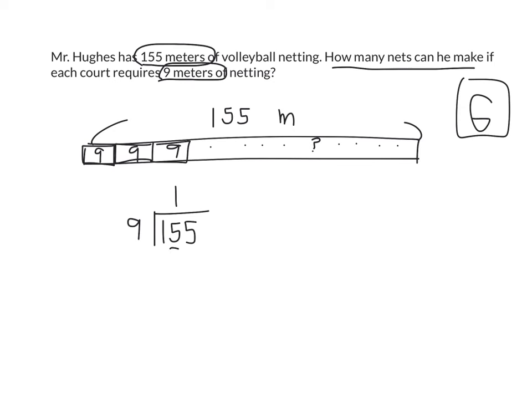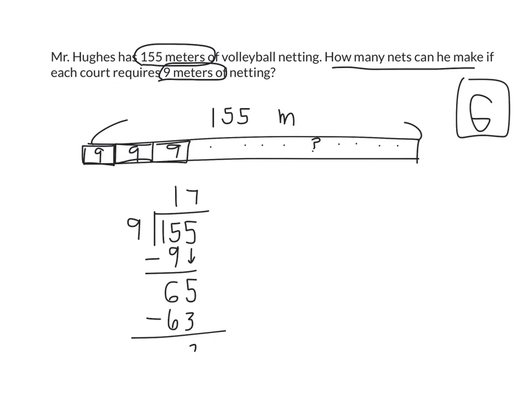Then we multiply. 1 times 9 is 9. When we subtract 15 minus 9, how many tens are left? 6 tens. We're going to regroup that 6 tens to become 60 ones. If I bring down the 5, I have 65 ones. What's 65 divided by 9? 7. 7, very good. Because 7 times 9 is 63.